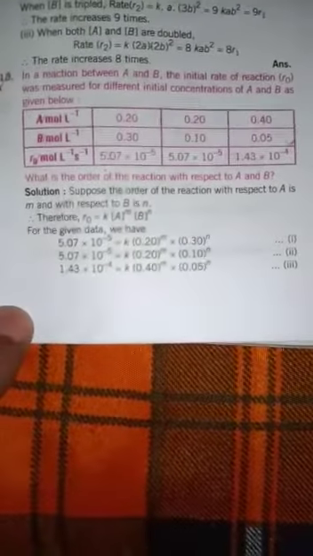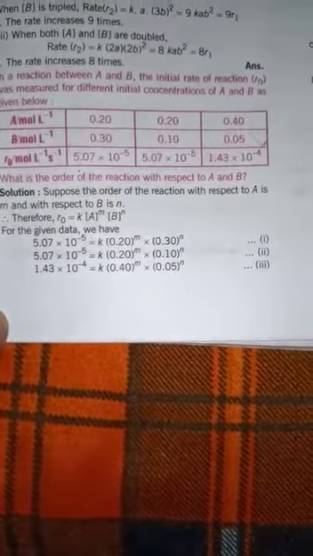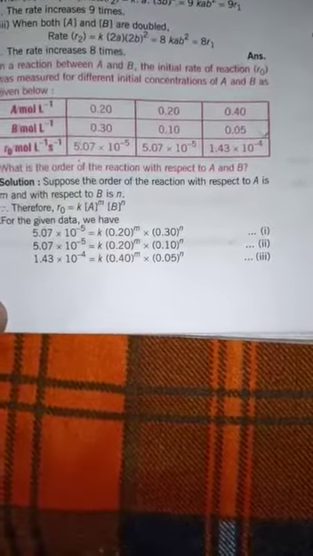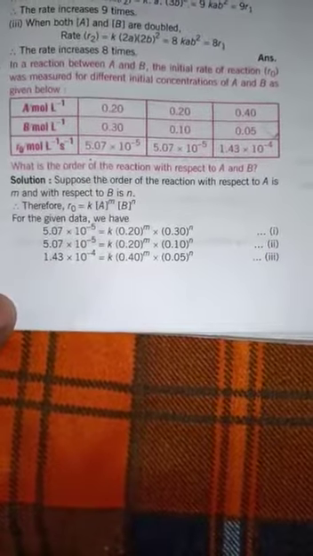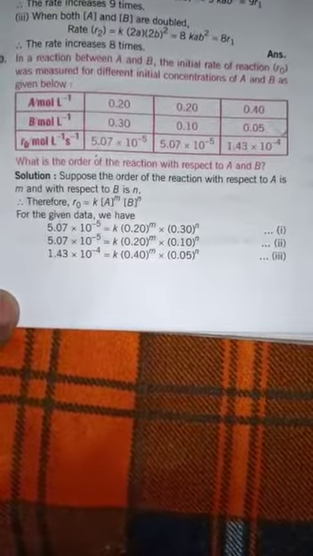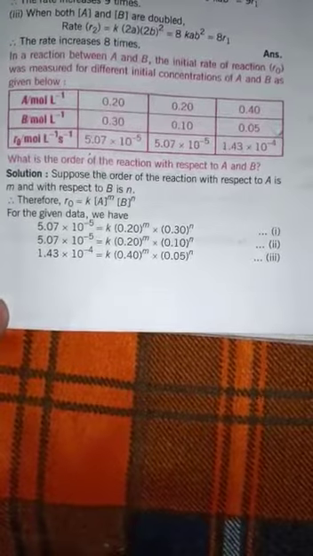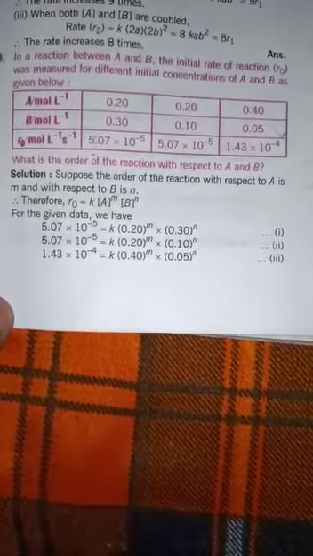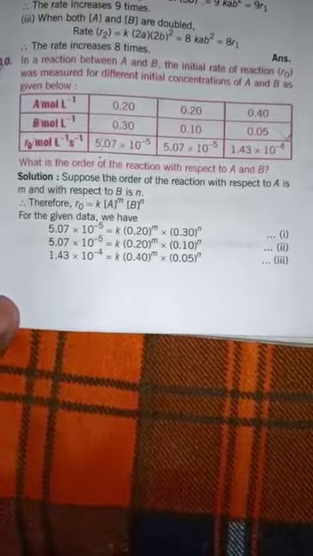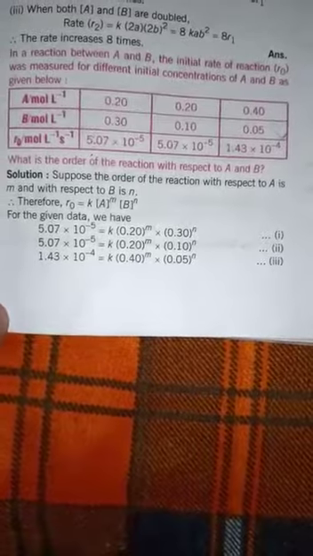Here question number 4.10. For a reaction between A and B, the initial rate of reaction R0 was measured for different initial concentrations of A and B as given below. Here is the table, where the molar concentrations of A and B are given, for the first order and for the zero order of reaction. So here the solution. See here.